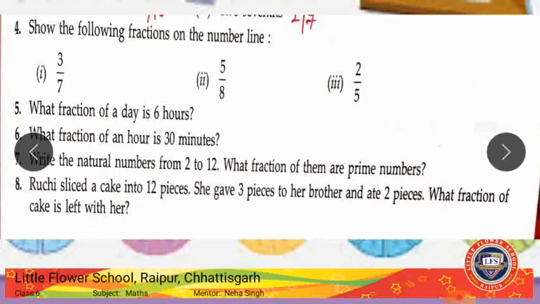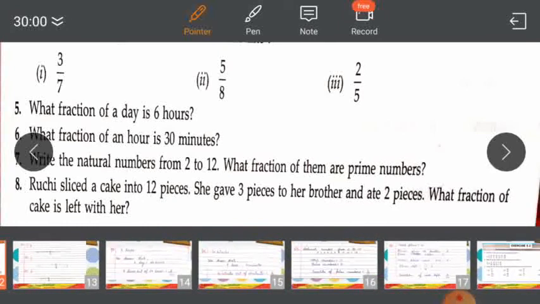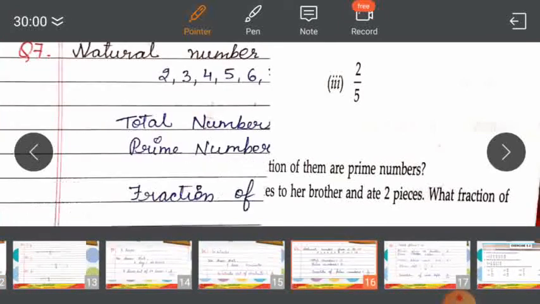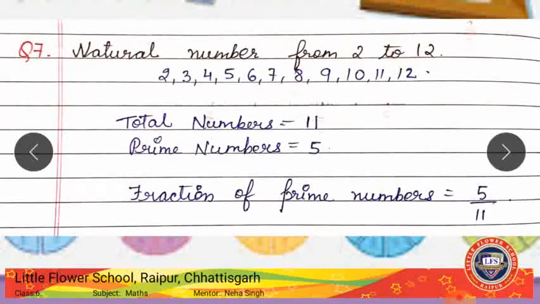We will write the numbers, and find which fraction of them are prime. The question is simple. It is saying natural numbers from 2 to 12. We will write all the natural numbers from 2 to 12: 2, 3, 4 and so on. Total numbers we have: 1, 2, 3, 4, 5, 6, 7, 8, 9, 10 and 11. So the total is 11.